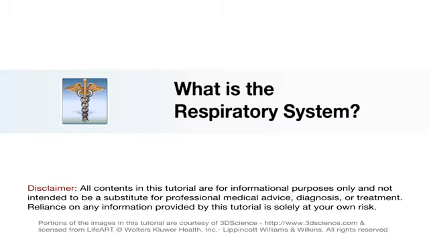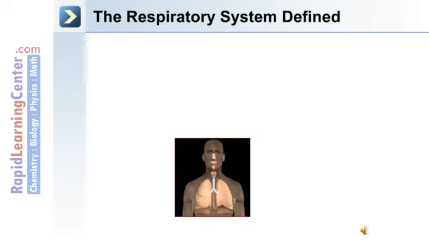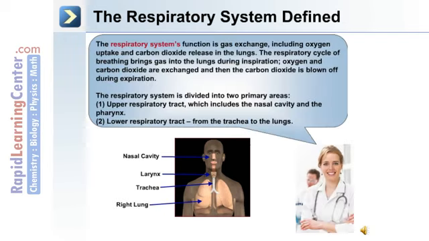Let's begin with an overview of the respiratory system. This image depicts the major components of the respiratory system: the nasal cavity, where inspired air enters the body, the larynx, the trachea or windpipe, and the lungs.